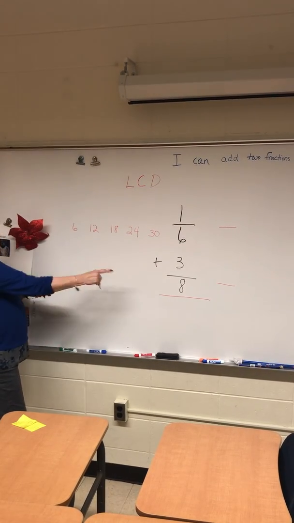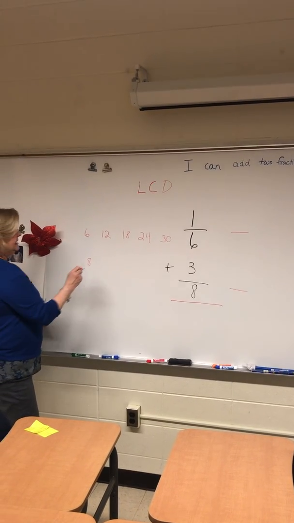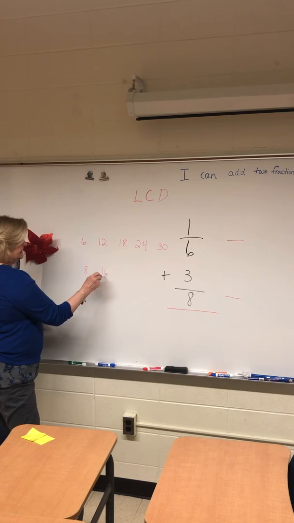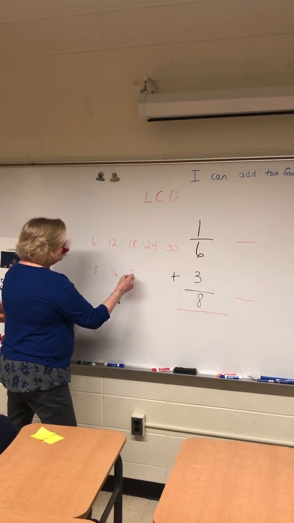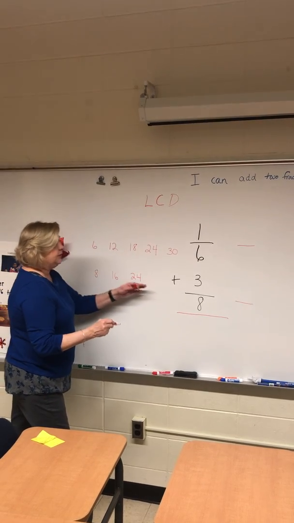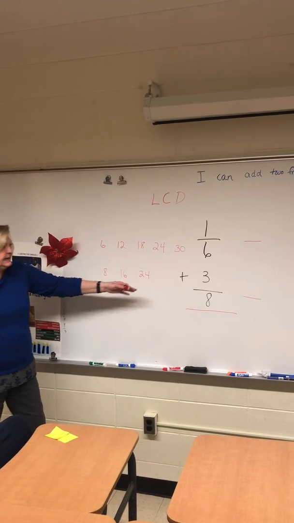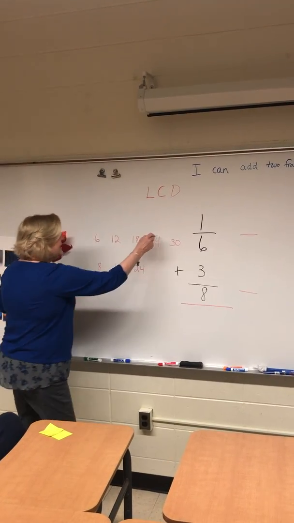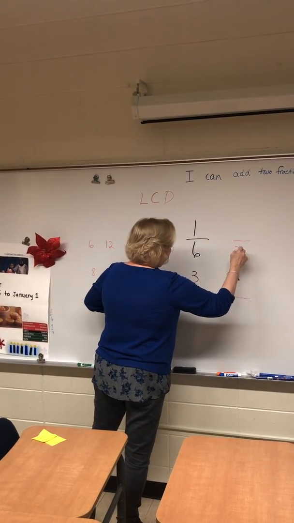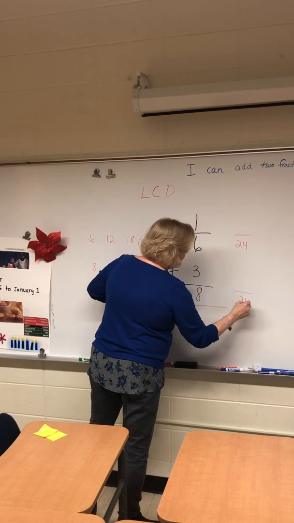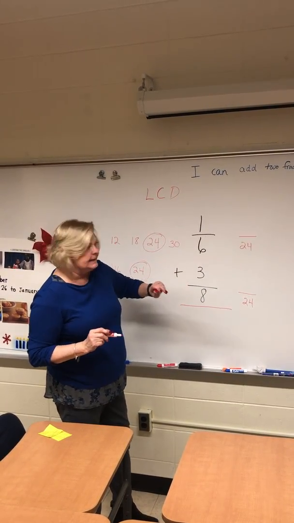Okay, let's do the 8s. 8 times 1 is 8. Have I found it yet? Nope. 8 times 2 is 16. Wow, there's no 16. 8 times 3 is 24. I found it! I didn't have to keep going to 8 times 4 is 32, 8 times 5 is 40. I found it right here, 24. So it'll be much easier to simplify if I don't use the easy 48.